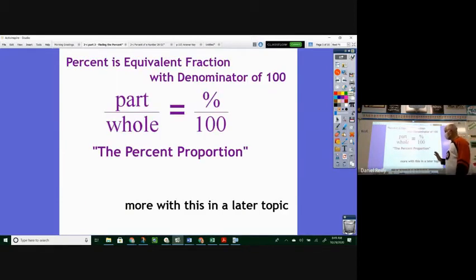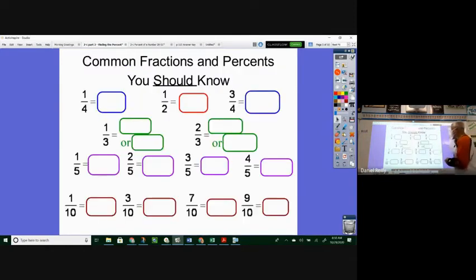Really what we're doing is we're converting a part over whole, a fraction, to an equivalent fraction with a denominator of 100. If this number is easy to make 100, you can do it in your head. But normally we're just going to do this with a calculator. And we'll do more problems like this in a later topic.